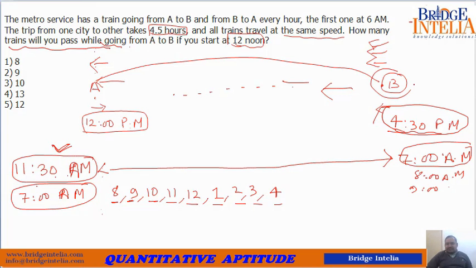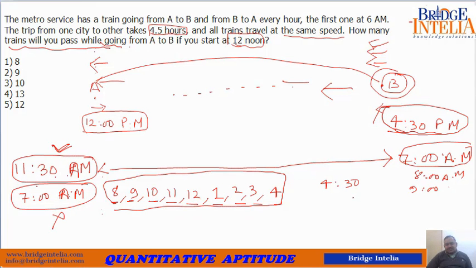All these trains have also started from B, and these trains you are definitely going to see while you are in a journey. So you started at 12, you are reaching at 4:30. The train which will not be counted is the train which reaches at 11:30. So the train which reached at 11:30 must have started at 7. So all the trains between 7 and 4:30 will have to be counted.